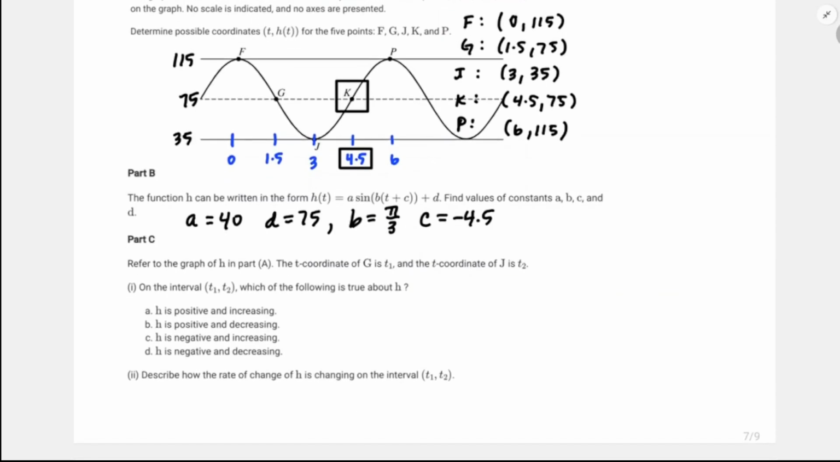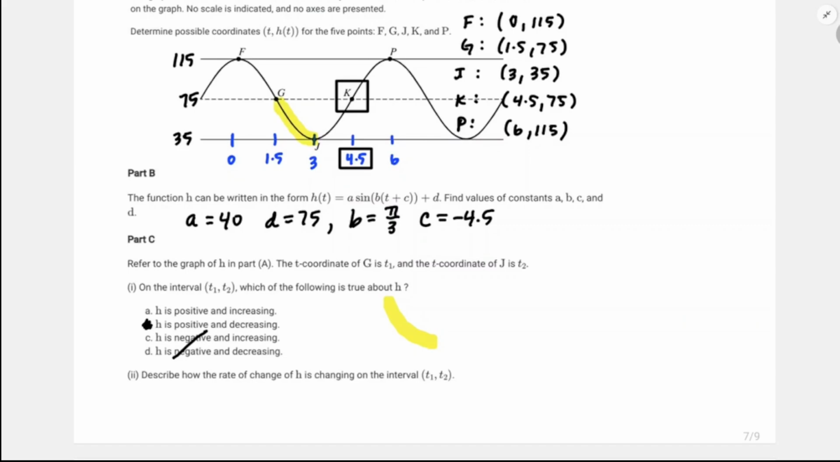Then we'll refer to the graph of h in part A, and the interval t1 to t2 is now going to be talking about the interval between G and J. All right, so I'm going to kind of color on that and then draw a more exaggerated version of it down below. Say, okay, I'm up here between 35 and 75, so that's definitely positive. I'm going to get rid of these answers which say h is negative, because it definitely is not. The rate of change is negative because h is decreasing, but that's not what they're asking. They're just asking about the output values of h. They are decreasing and positive, so that'll be answer choice B.